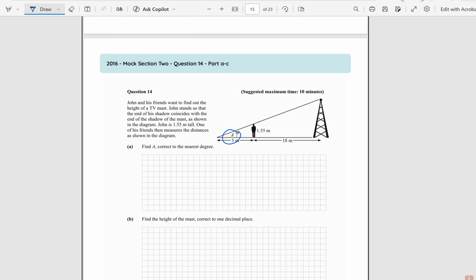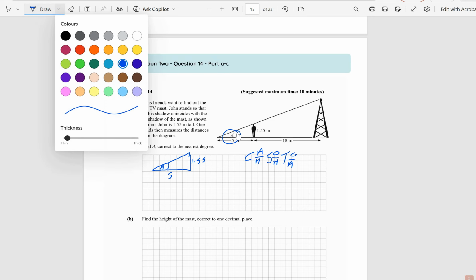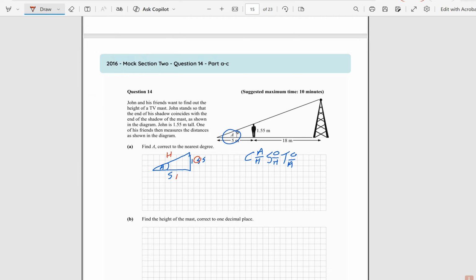Right, next one, we're looking for A. There it is. I'm just going to draw the triangle. Right, we'll use the small one. Again, it'll be trigonometric ratios. So we're looking for A, which is here. We know that this is 5. We know this is 1.55. We're looking for an angle. It's a right angle triangle. So we're using, again, could a hungry stupid ostrich have taken over America? Let's start labeling our sides. In relation to A, this is our opposite side, this is our hypotenuse, and this is our adjacent.